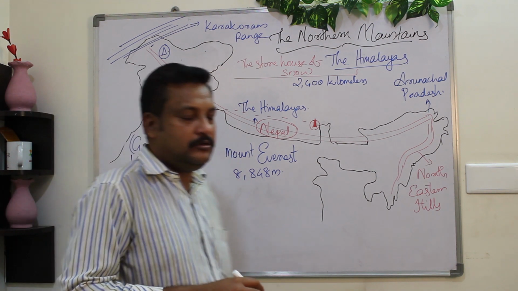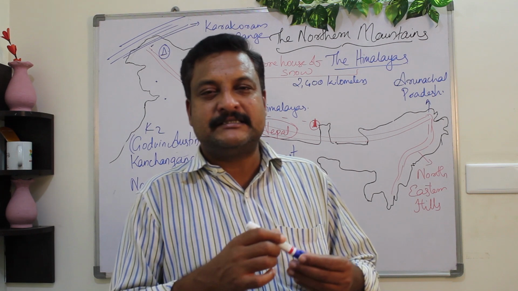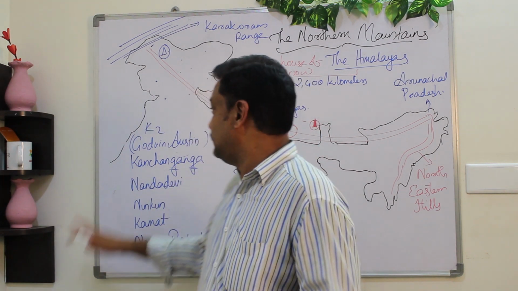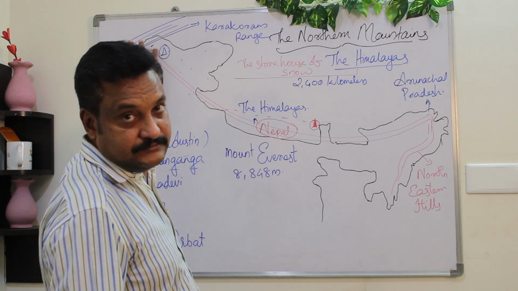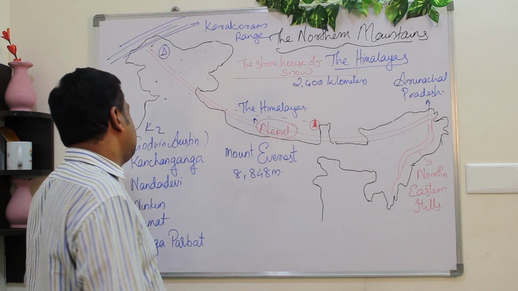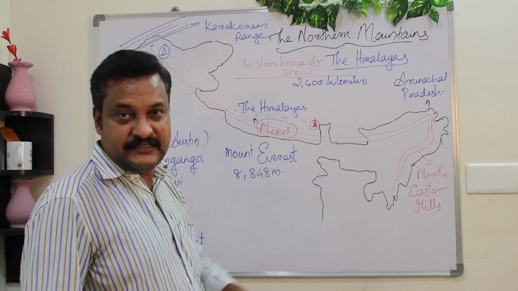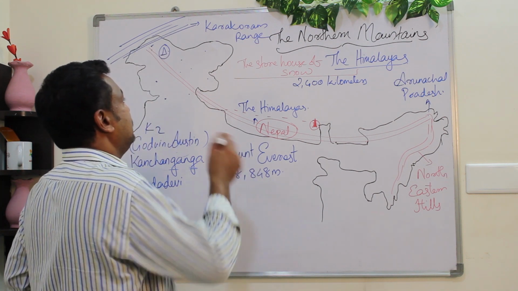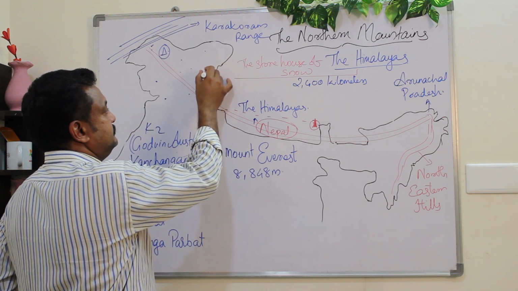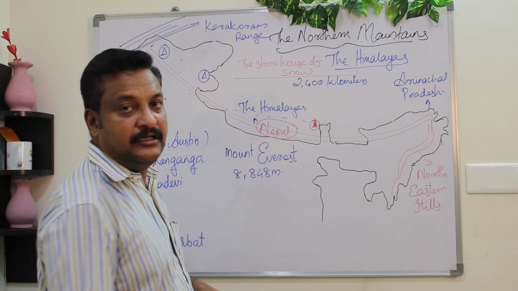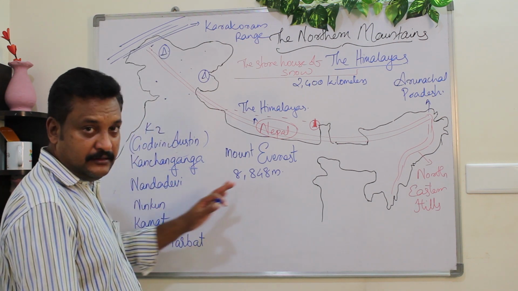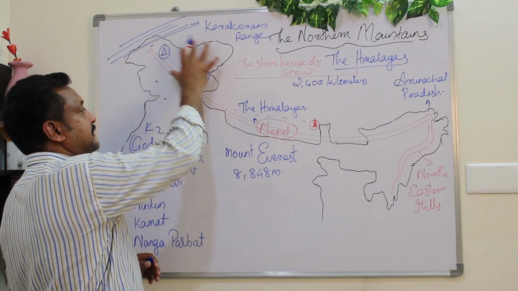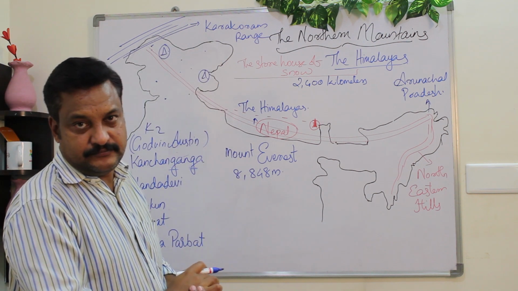Right? So it is not publicly called Godwin Austen, but we usually call it by the name K2, and the location of K2 is here. Okay, the other highest peaks, Kanchenjunga is the second highest peak. Kanchenjunga comes here. The other peaks in India are scattered in this region.